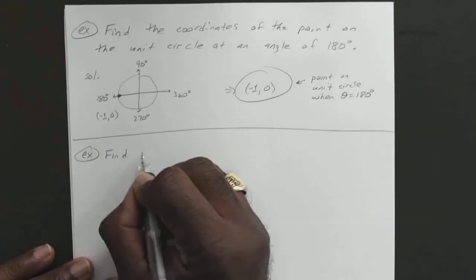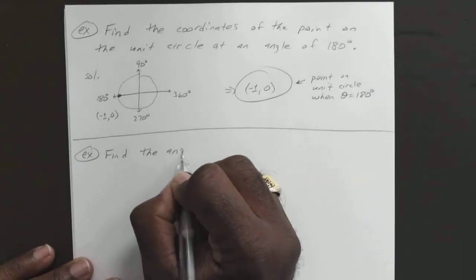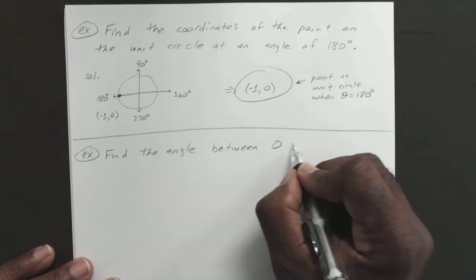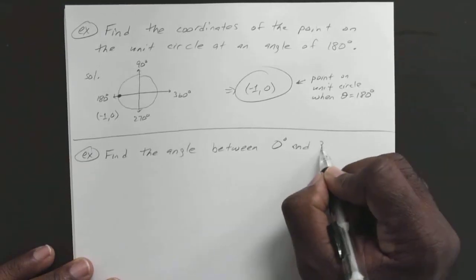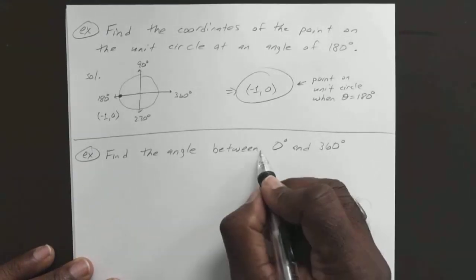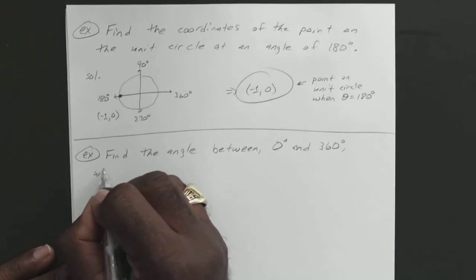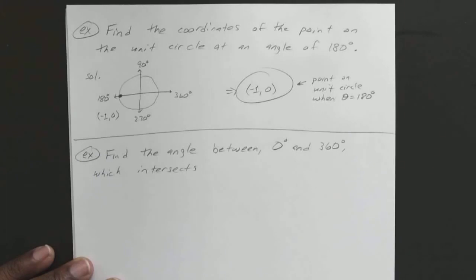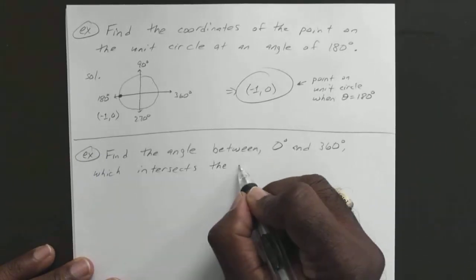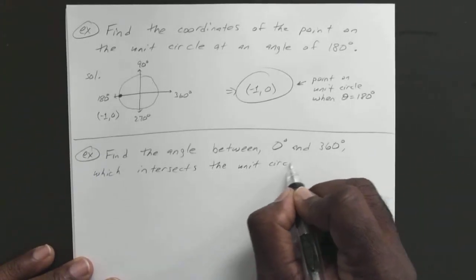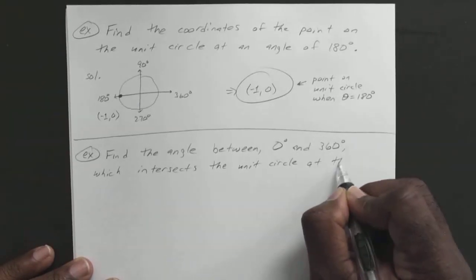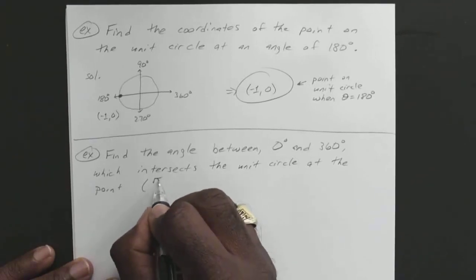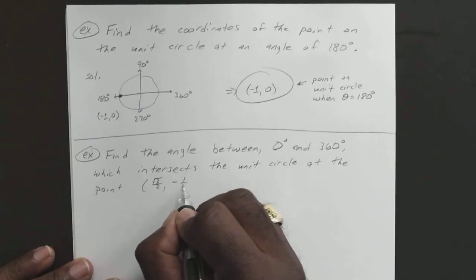Okay, so what if you want to find the angle between 0 degrees and 360 degrees, which intersects the unit circle at the point square root of 3/2, -1/2.